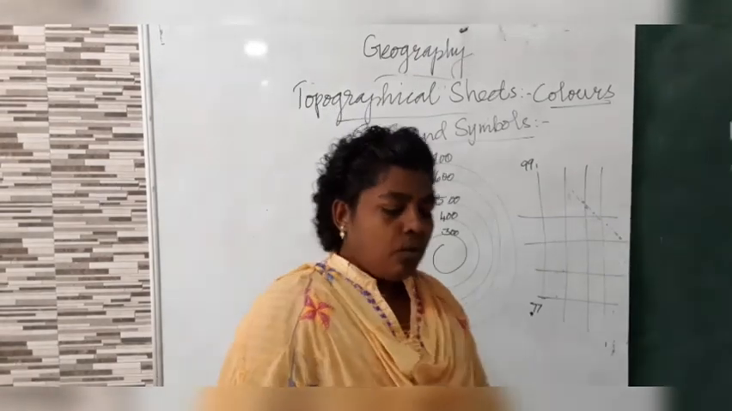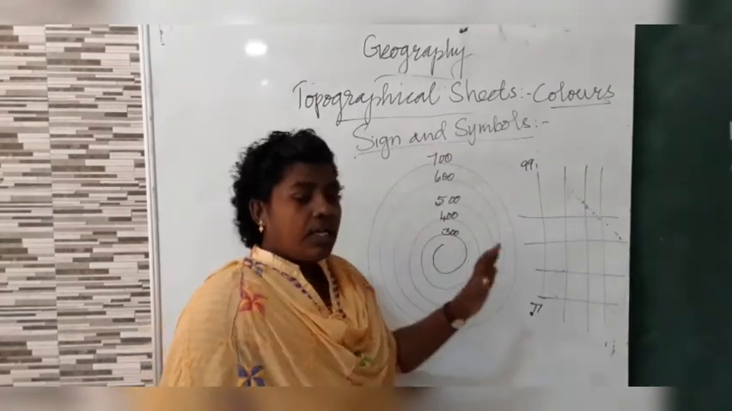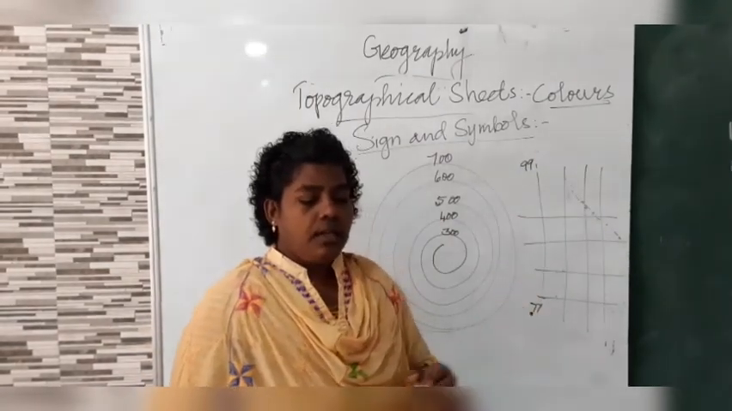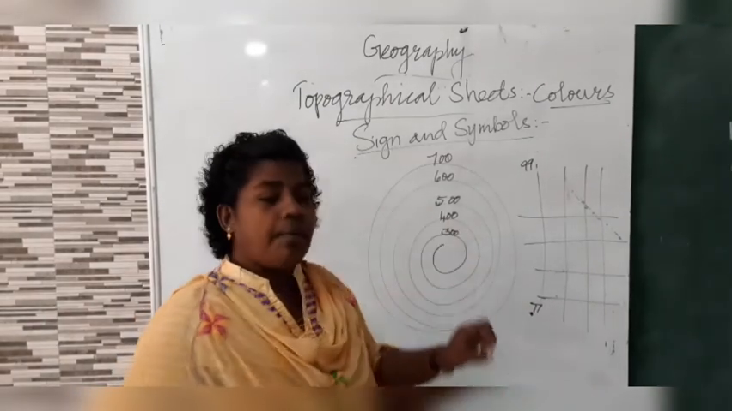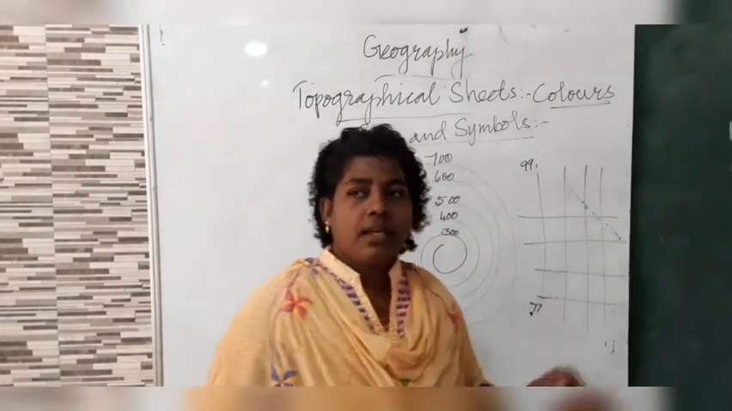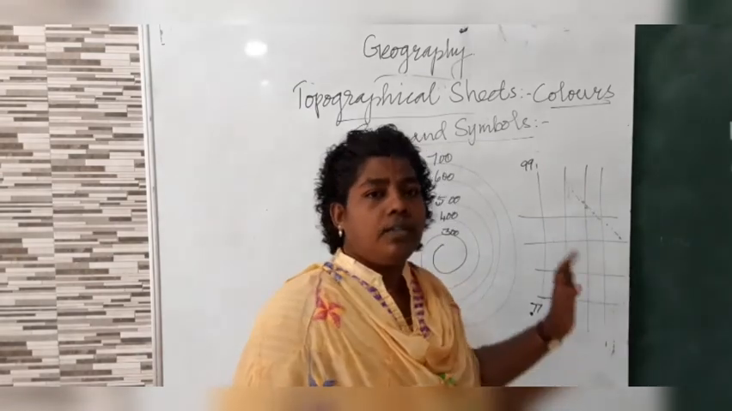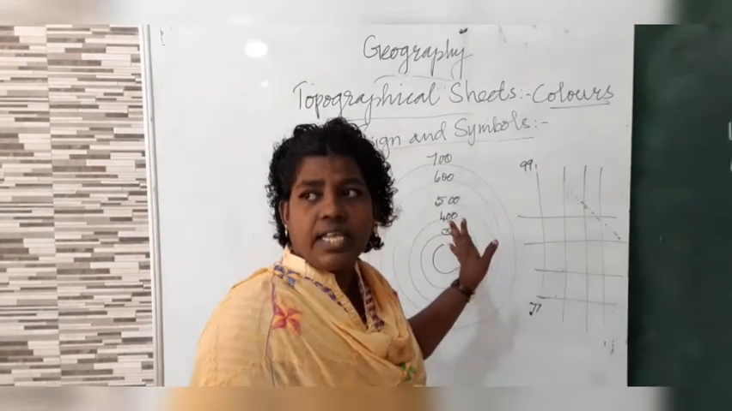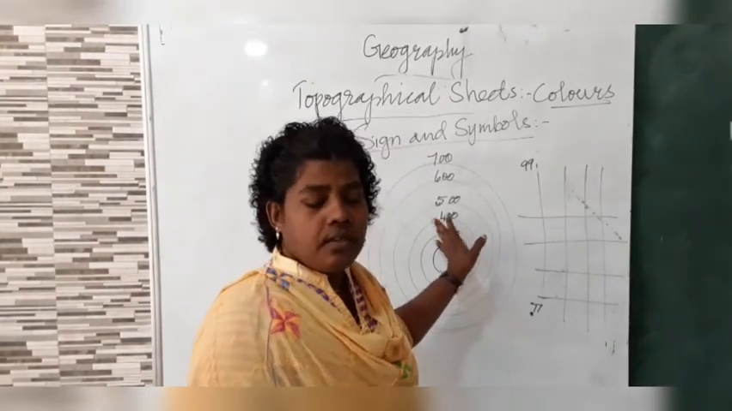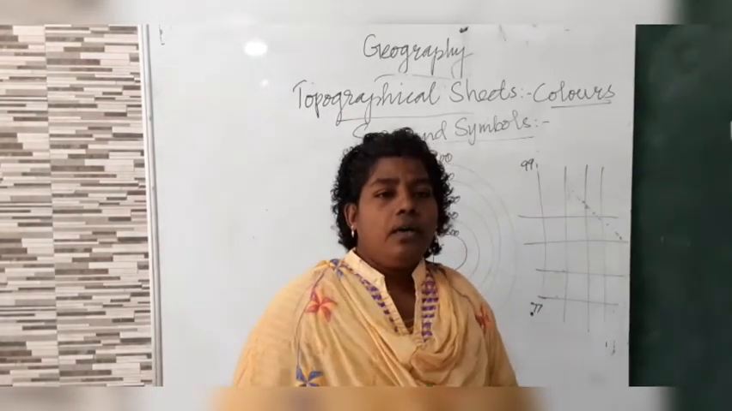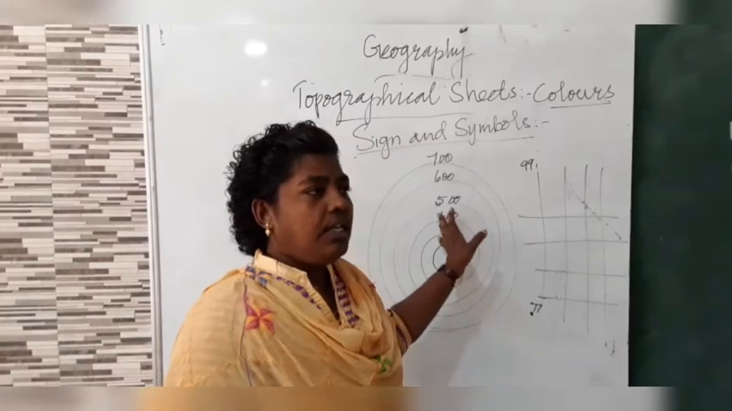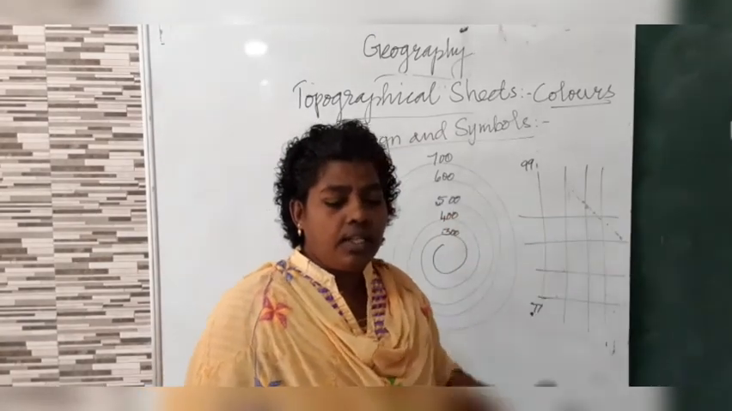Okay. Now, what is the purpose of brown color, black color, blue color and all? Brown color is used to draw the contour lines in the map, and black color is used to draw the boundaries of the country, state and the places in the contour map. Then blue color is used to indicate the water bodies in the contour maps.